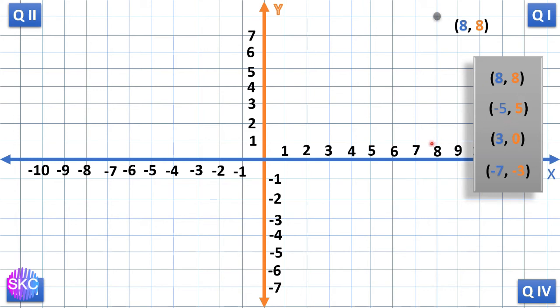So, as you can see, negative 5, yung x ay negative at yung y ay positive. That means it is located within quadrant 2. Okay.